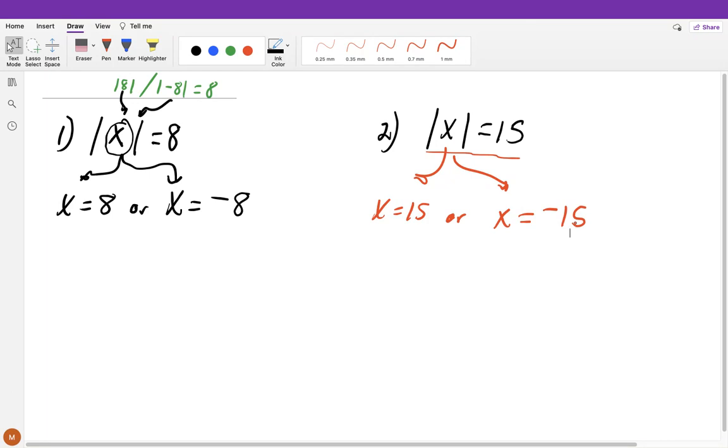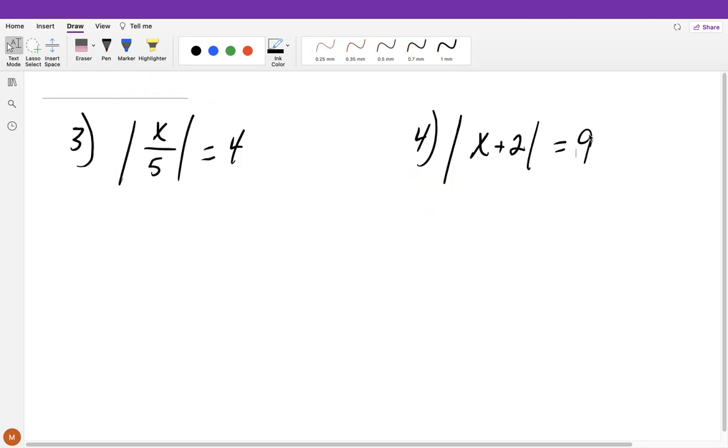All right, these are the basic ones, and now we're going to take this a little step further. So now inside our absolute value, we have some other operations being done to it.